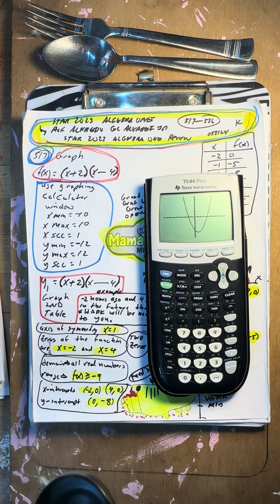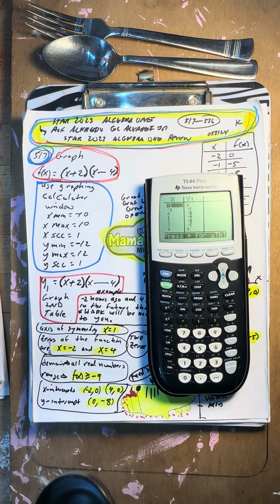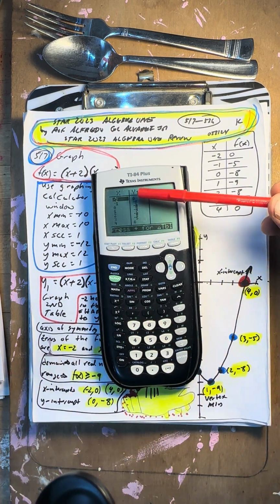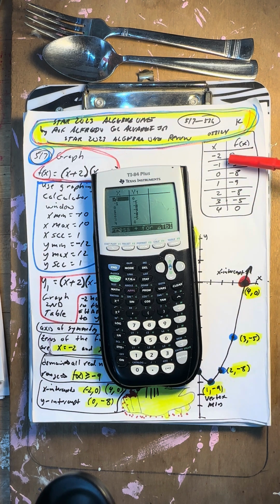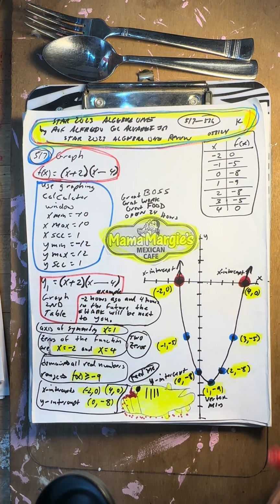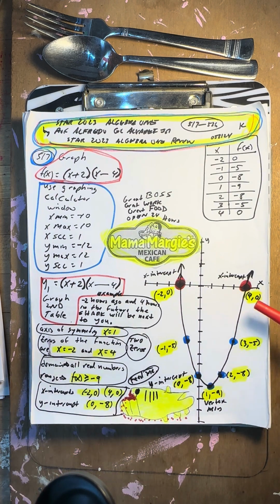Now there's a lot of points in here. So how do you find points? Hit second table. Second and table right here. See the table? That's going to give you a bunch of points. We have negative 2, 0; negative 1, negative 5; 0, negative 8; 1, negative 9; 2, negative 8; 3, negative 5; 4, 0. They match. So now we're going to use them to graph this, and we put them right here.